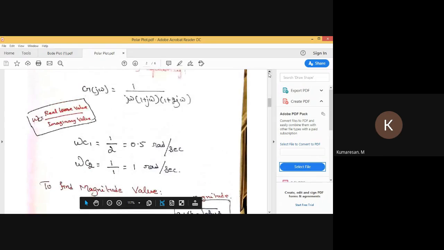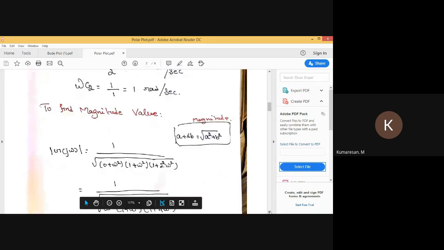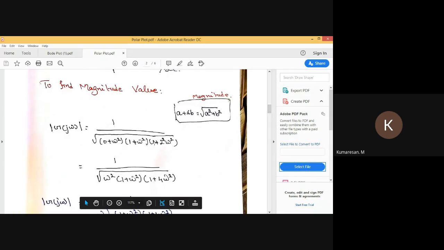From the third term, 1 plus 2j omega: a equal to 1, b equal to 2 omega. So 1 square is nothing but 1 plus 2 square into omega square. Further, we have to simplify.